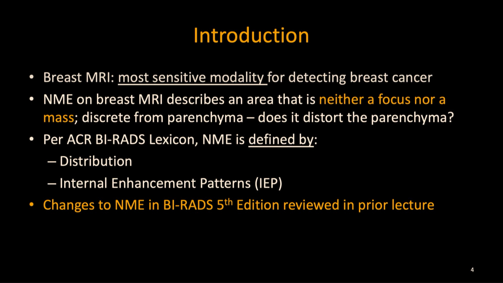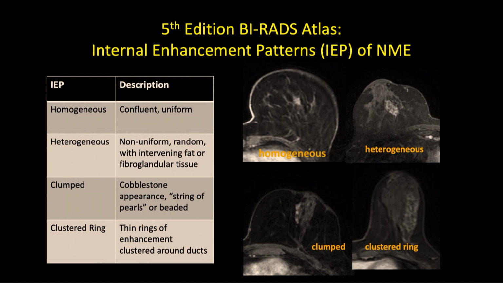It describes an area that's neither a focus nor a mass. It's discrete from the parenchyma. The way I think about it is that it's this area of tissue that distorts the parenchyma or expands the parenchyma, which makes it different from background parenchymal enhancement. As we just discussed, the ACR BI-RADS lexicon defines NME by its distribution as well as its internal enhancement patterns. There have been changes to NME in the BI-RADS that was just reviewed, but I'll continue with the 5th edition of the BI-RADS Atlas. So the internal enhancement patterns are what the NME looks like.